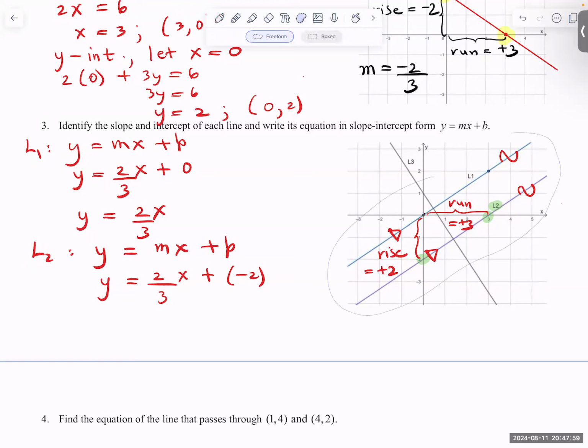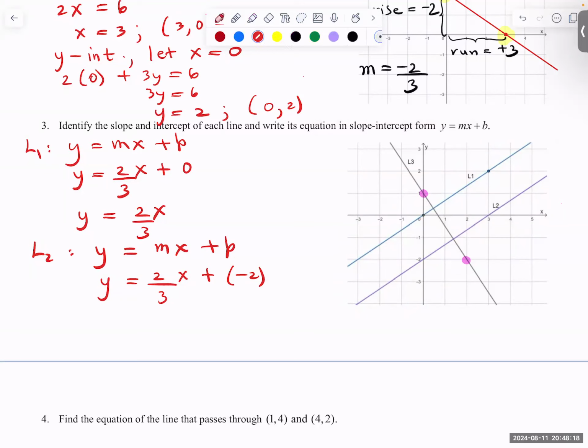All right, let's talk about line 3. The y-intercept is 1. Let's highlight that in pink here. And a second point on the line is at (2, -2). So from left to right, we have a vertical rise. It's going down 3 units. So the rise is -3. And the horizontal run is to the right, so +2.